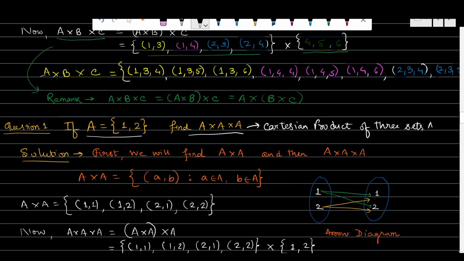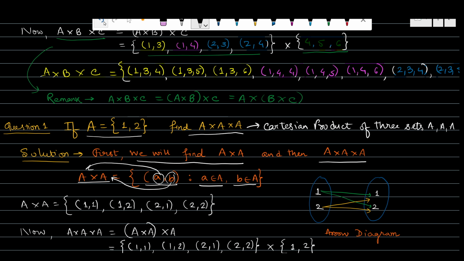And those 3 sets are A itself. So first of all we will find A cross A and then we will find A cross A cross A. Now A cross A will contain all those ordered pairs of the form (a, b) such that the first element belongs to set A and the second element belongs to set A only.